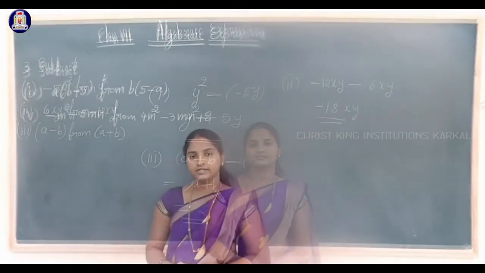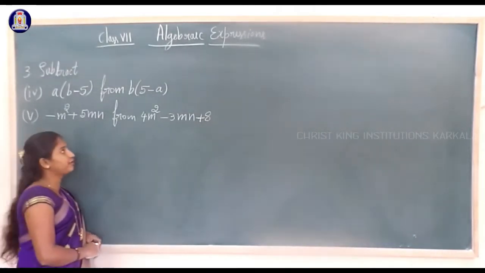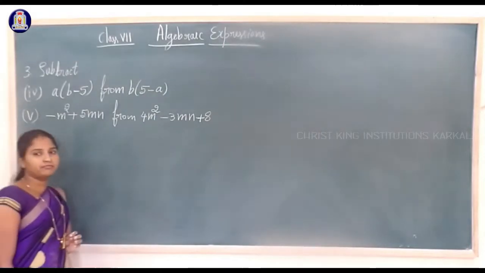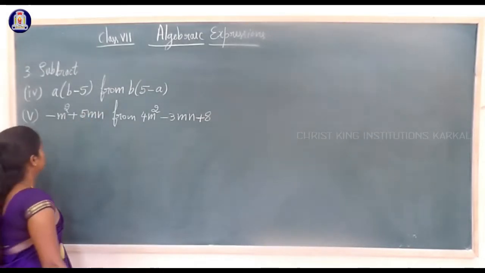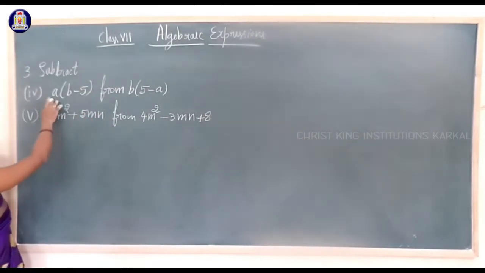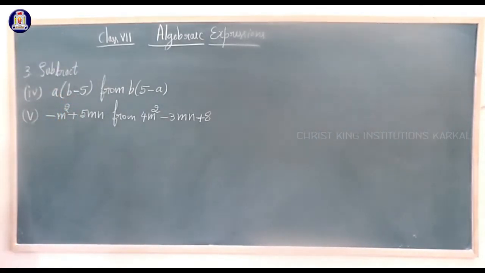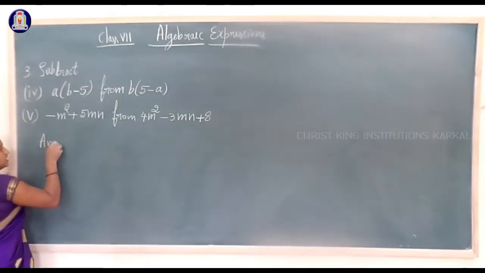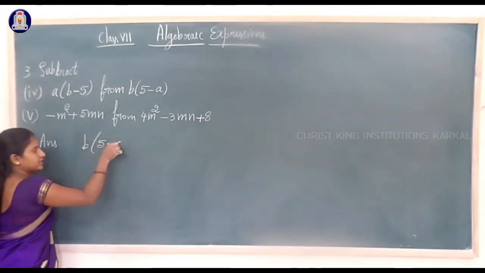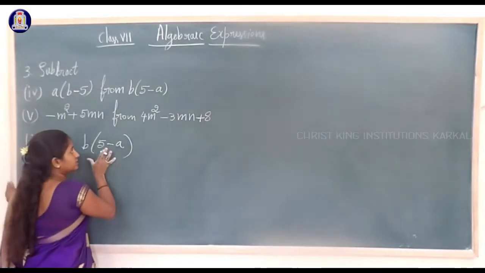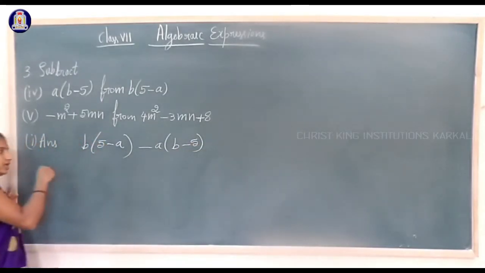Okay, the next question, this is the fourth question. Subtract a into b minus 5 from b into 5 minus a. Subtract the first expression from the second expression. The first expression is a into bracket b minus 5. The second expression is b into 5 minus a. So first you have to write down the second expression, b into 5 minus a. From this you have to subtract a into b minus 5.